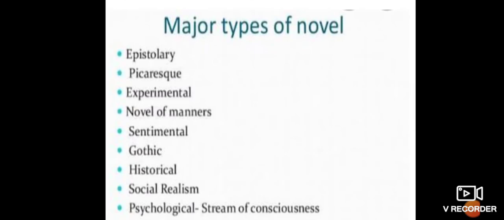as I have already told you, there are many types of novel that have been explained in our chapter. So I would just like to take a short glimpse of it. See how many types of novels have been given here. Yes, nine. Epistolary, picaresque, experimental, novel of manners, sentimental, gothic, historical, social realism, psychological, stream of consciousness, and many other novels can be seen.